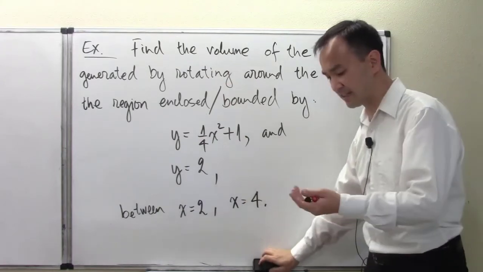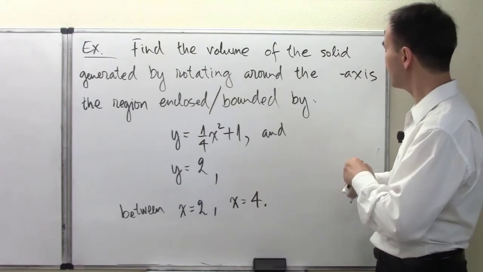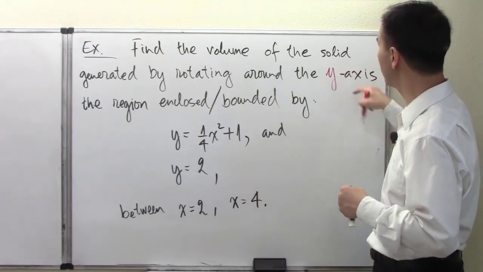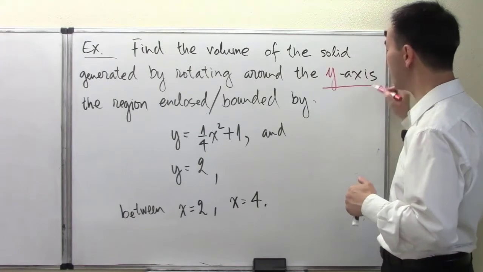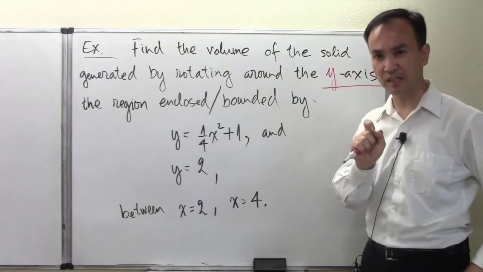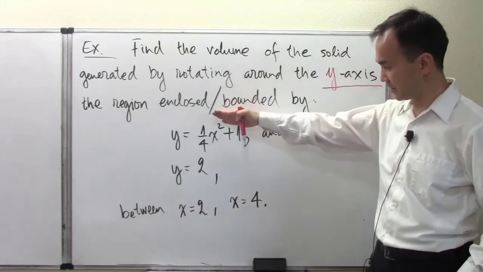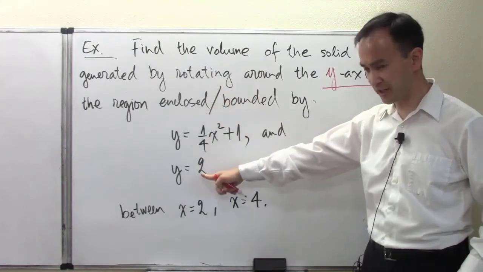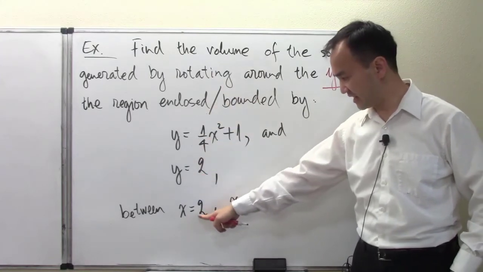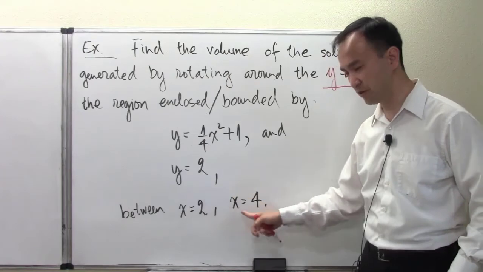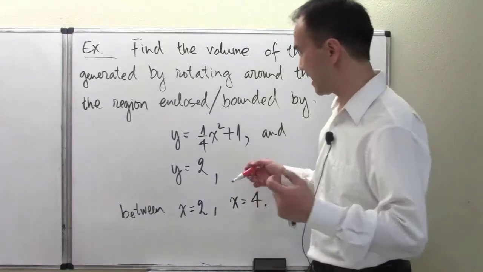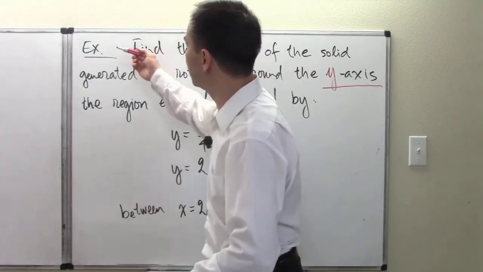the rotation axis over to the y-axis. So in that way, allow me to write in red ink right here to catch your attention. We're pretty much looking at the exact same enclosed region. There's that curve here, there's this curve here, and then there's x equals 2 and x equals 4. Okay, there's that exact region, and now I call that example 2.